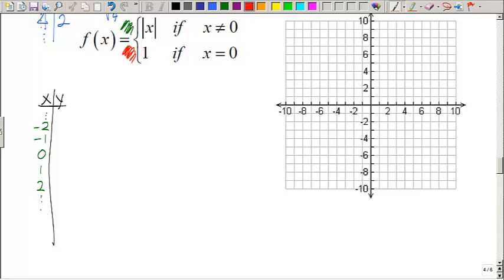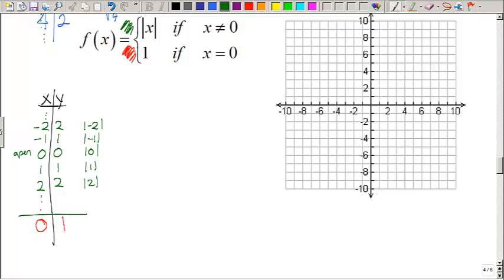Now some students say, hey, you're not allowed to equal 0. And you're right, I'm not. So I'm going to make a little note that says I'm open at 0 for my green piece. Whereas for my red piece, the only value I'm allowed to plug in is 0. When I plug in the absolute value of negative 2, I'm getting 2. The absolute value of negative 1 is 1. The absolute value of 0 is 0. All the way down.